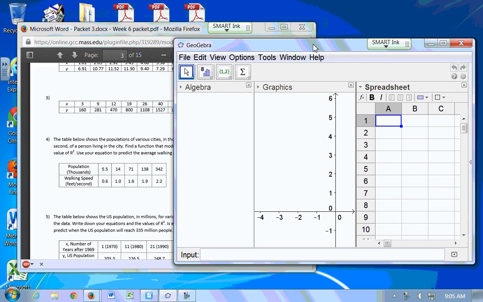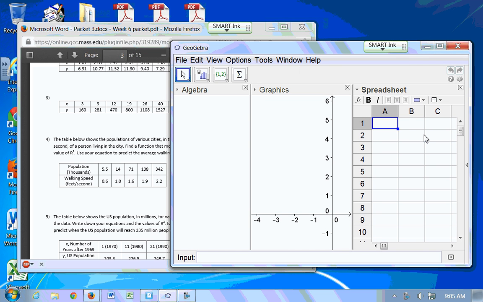All right, so I'm going to put the data into my spreadsheet of GeoGebra. So I'll put in walking population in column A. It's 14, 71, 138, 342. And then in column B, we put the corresponding walking speeds. All right, so now I've got those in there.